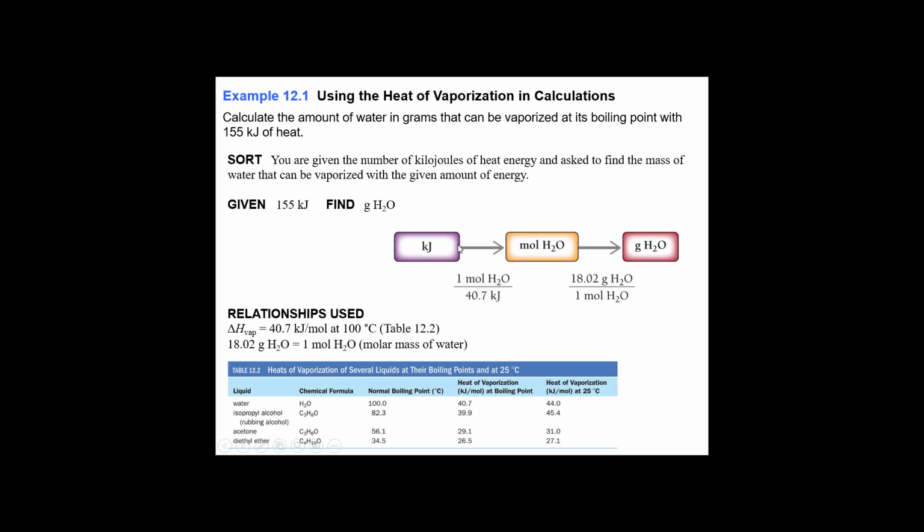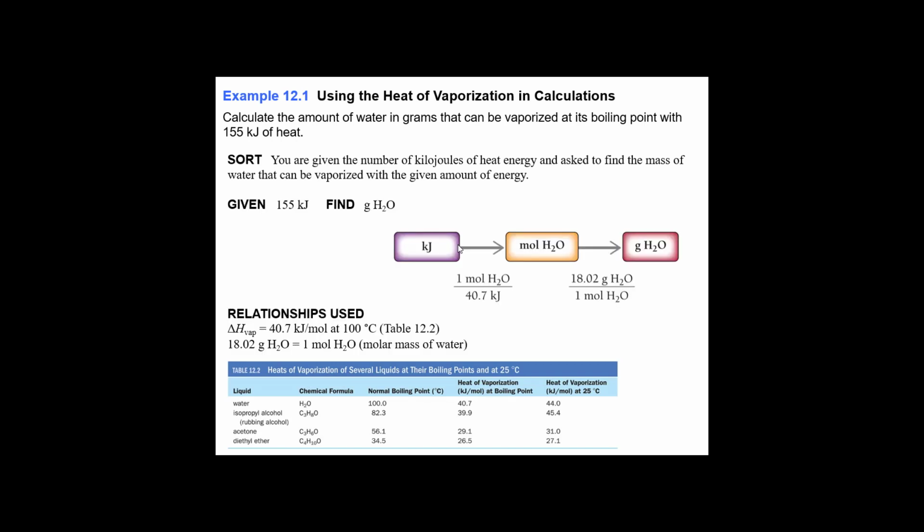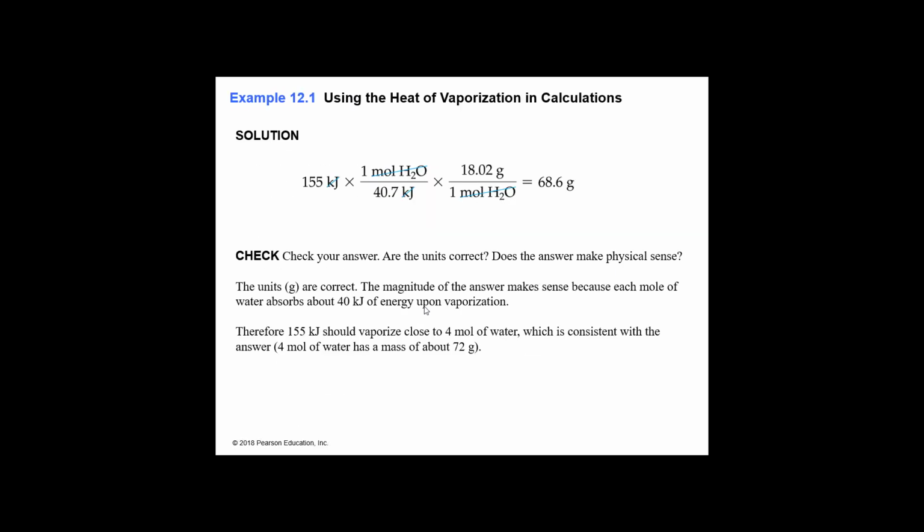So we're going to work backwards in this case, where we were working forward before. This is kilojoules, so we're going to go from kilojoules. We're going to use the same conversion, but the units are going to be flipped. We're going to get the moles, and then we're going to use the molar mass. So in this one, here we go. We set up the 155 kilojoules. We use our conversion, the moles, molar mass, and that's going to tell us that it's 68.6 grams. And this is just to give you an idea of the magnitude.